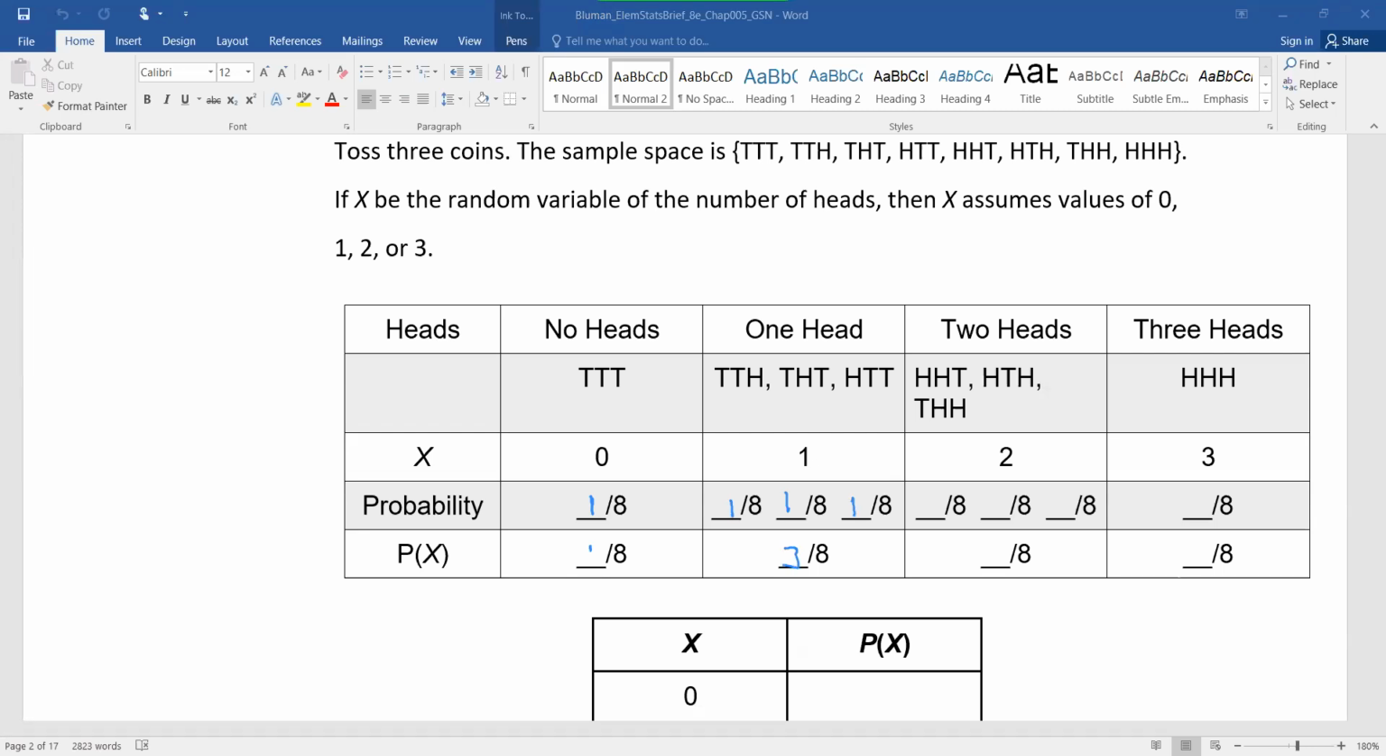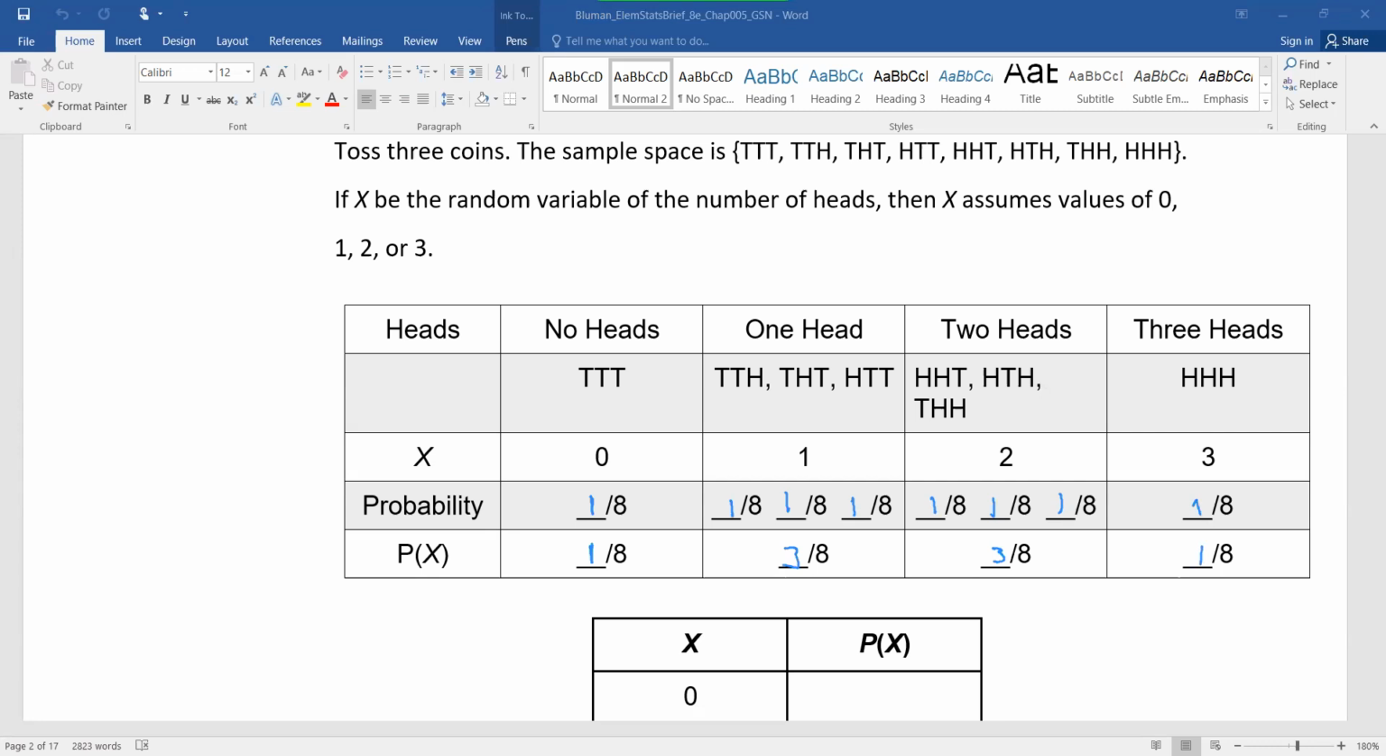The same concept over here. There's only 1 there. So same process here to get 2 heads. What's the probability of doing heads, heads, tails? 1. Tails, heads, heads, 1. Add the 3, and you get 3/8. Probability of getting 3 heads, 1/8. So it just stays 1/8.